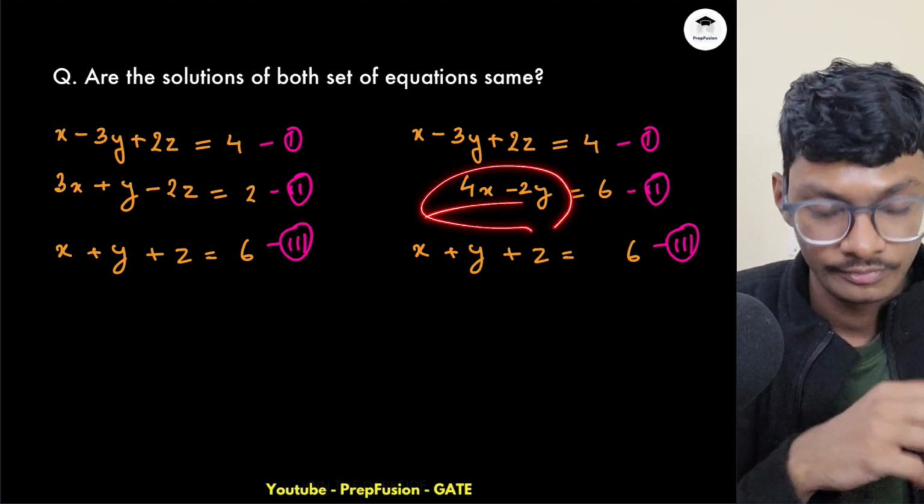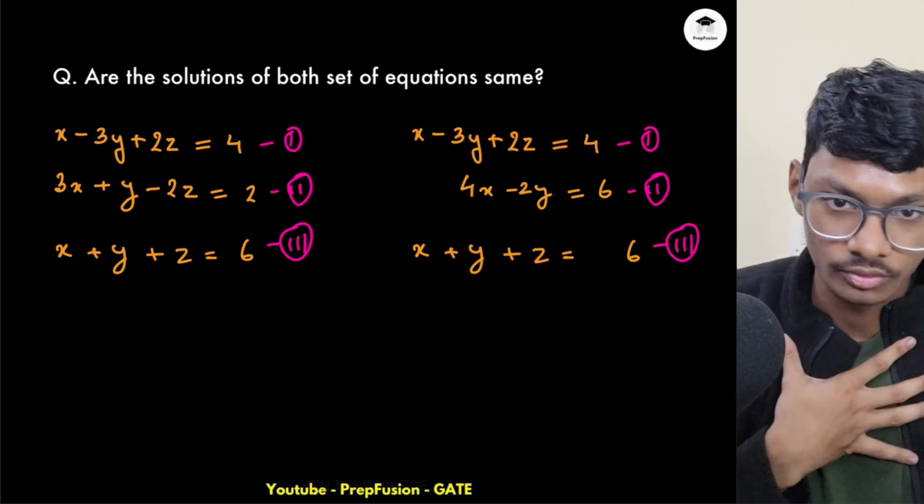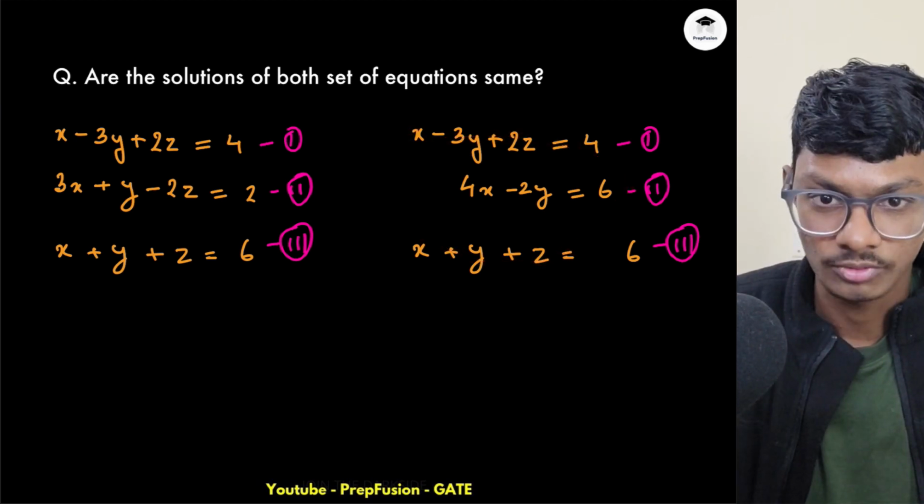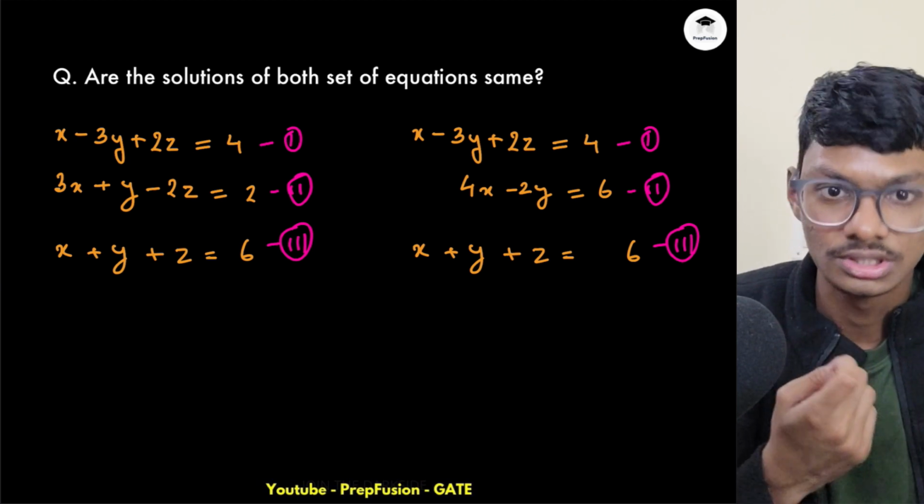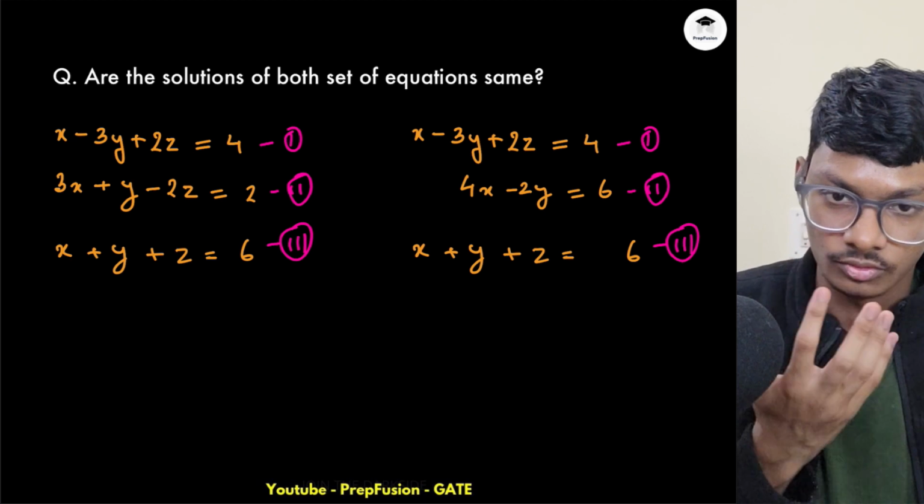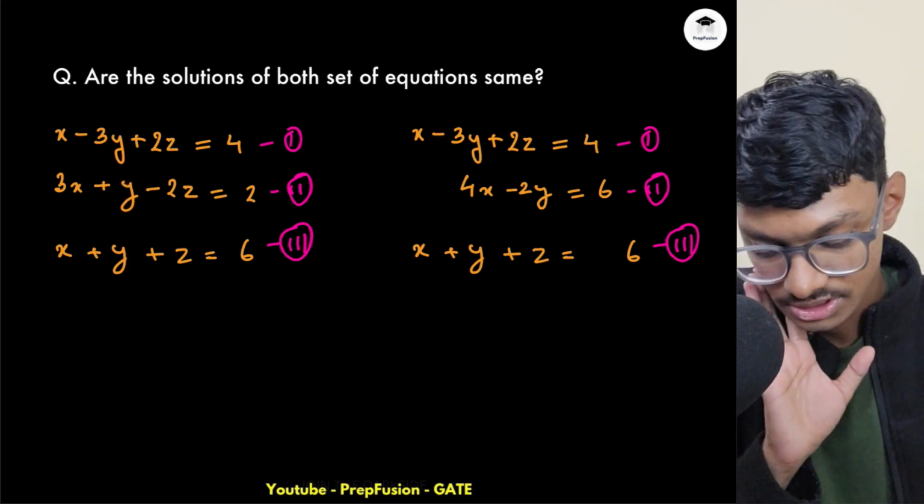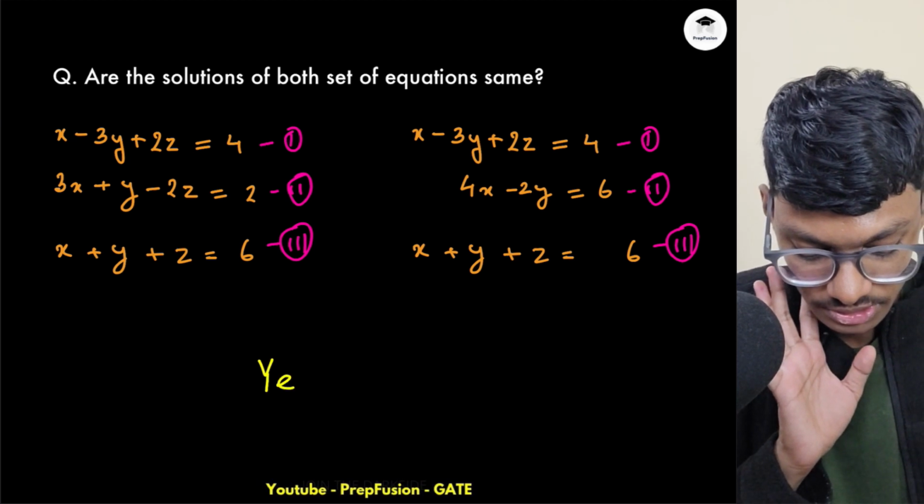So I get this. Now, will the solution change? If you find the solution, it will not change. And we know this, because we apply these types of elimination techniques to find the solution, and it doesn't change the solution. If you find x, y, z here, the solution will be the same again. Hence, the solutions are the same.